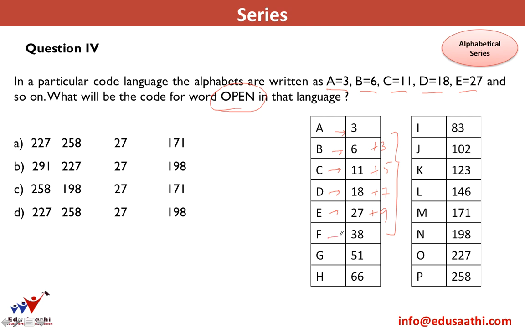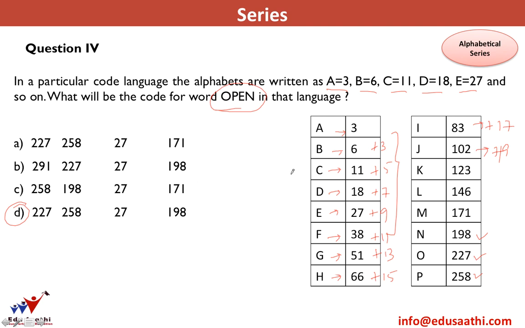ascending order. So the next, F would be plus 11, G would be plus 13, H would be plus 15, 51 plus 15 is 66. Similarly, plus 17, plus 19 and so on. So this will take you a lot of time and then you'll finally be able to find out that O is 227, P is 258 and N is 198. So what is the right answer option here? This one, 227, 258, 27 and 198.